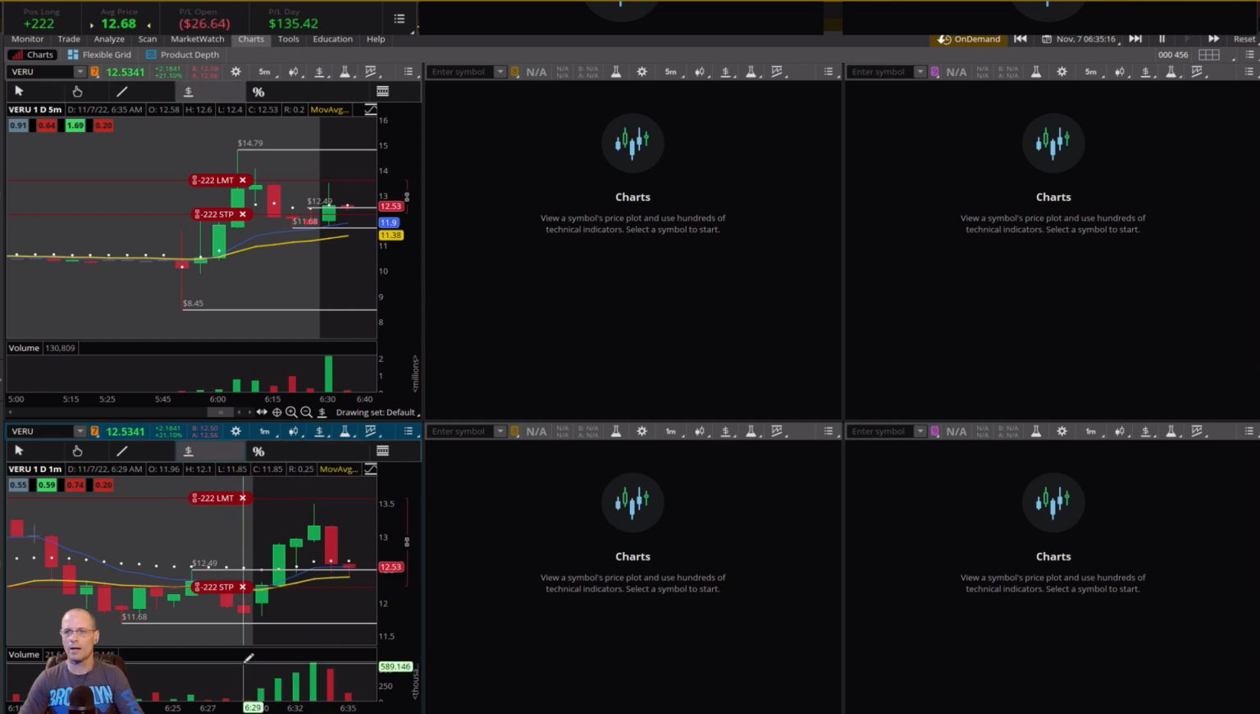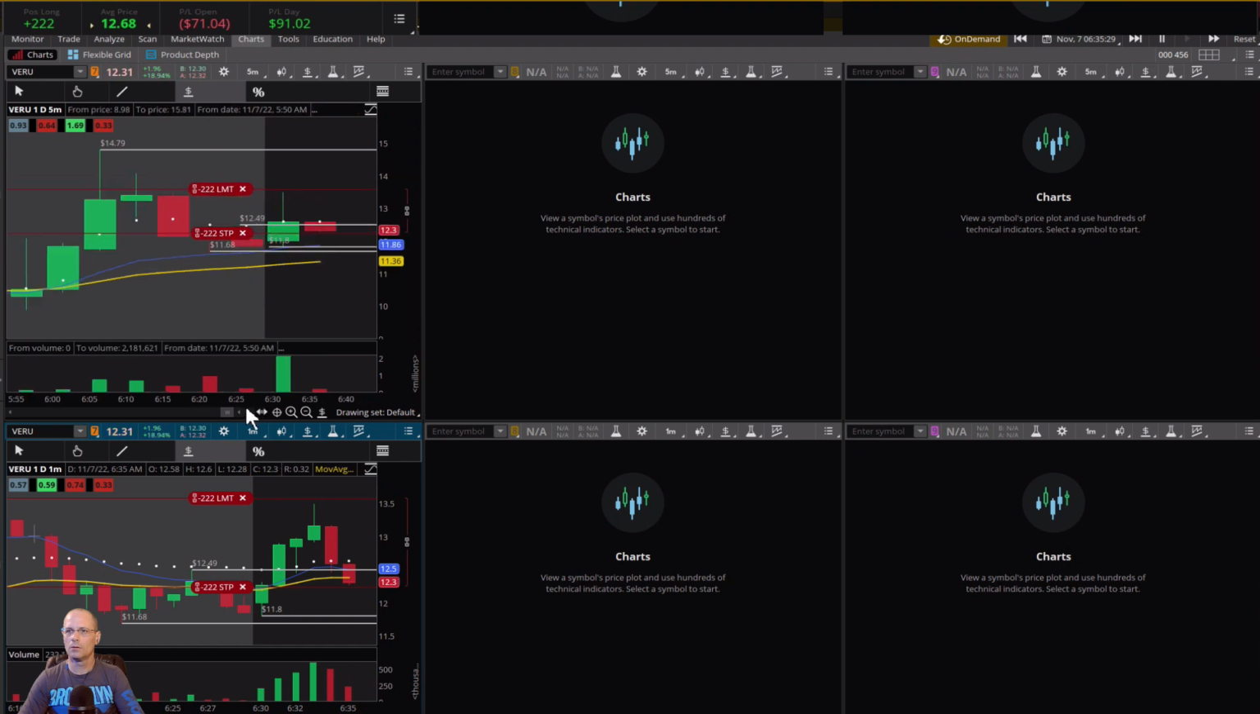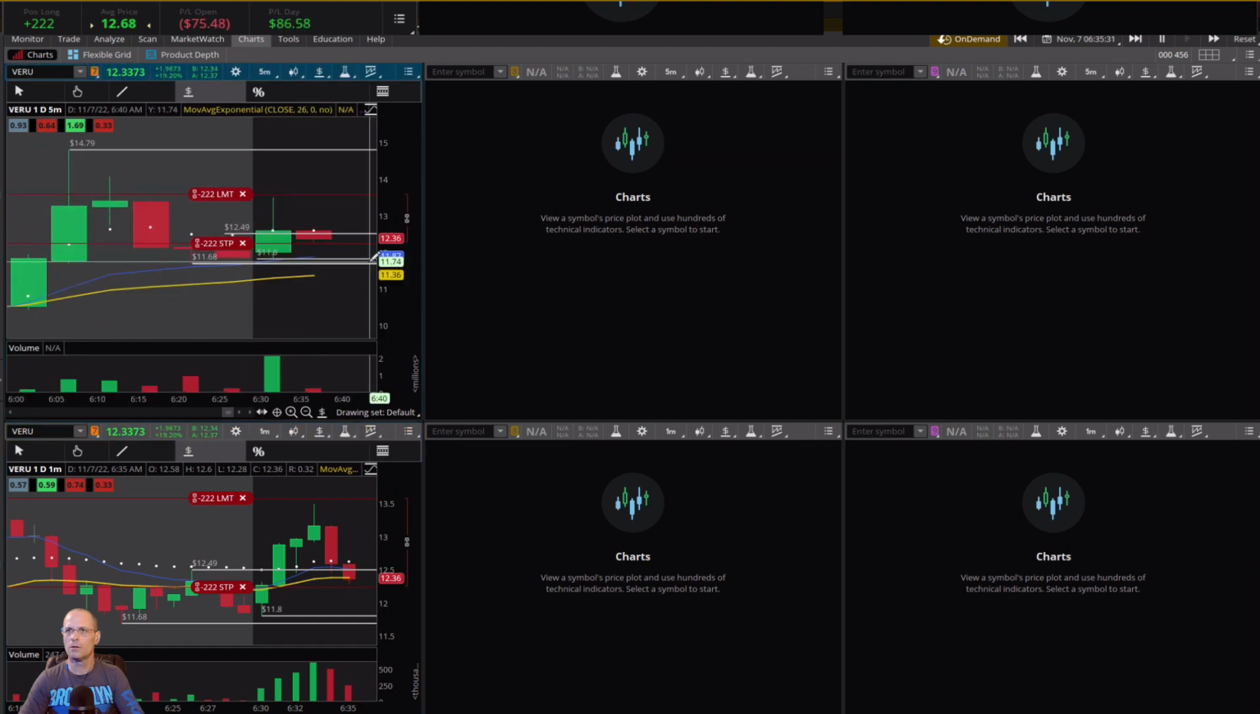So on this pullback, bulls would like to bounce from where we're at, but anything above 1180 is a higher low. However, if we pull all the way back down to there, that's a bearish sign. So back below the VWAP here.